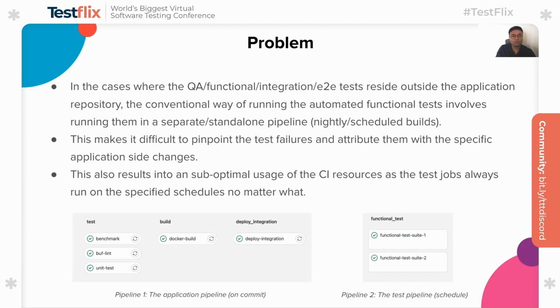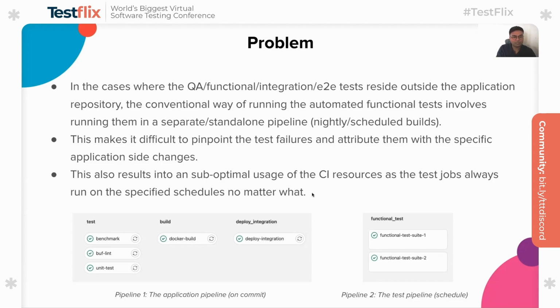Moreover, it might not be optimal usage of the CI resources because you are running the job separately and not with the application side changes, right? In this slide, I've tried to put screenshots of how the pipelines usually look. The pipeline one is the application side pipeline, which typically has a few linting checks, unit tests, etc. And then it gets built and gets deployed to integration, right? And let's say then there is a separate functional testing pipeline which runs in a standalone schedule separately, right? So that's about the problem.